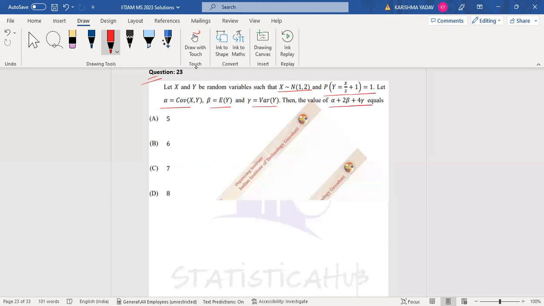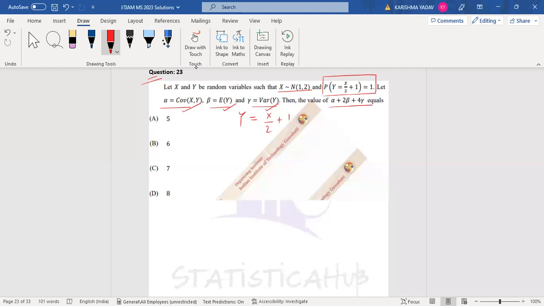So what we have to do is find the values of alpha, beta and gamma, that is, the covariance of X and Y, expectation of Y and variance of Y. For that, firstly we have to find the function Y. If I look at this very closely, probability Y equals X by 2 plus 1 is equal to 1 gives me the information that Y is equal to X by 2 plus 1. Now it's very easy to find these covariances, expectation and variances of Y.